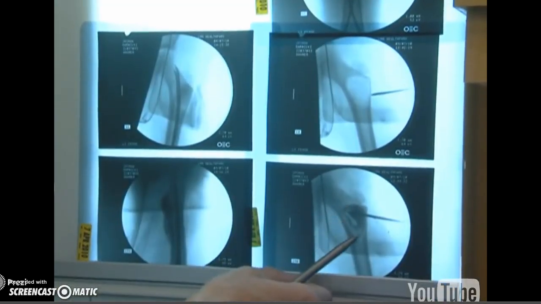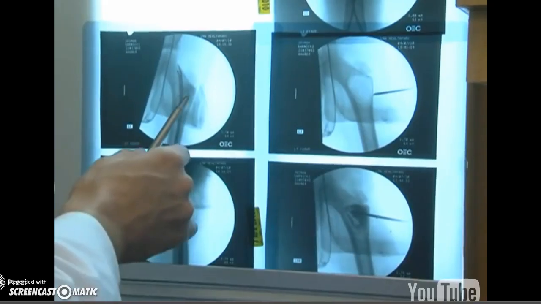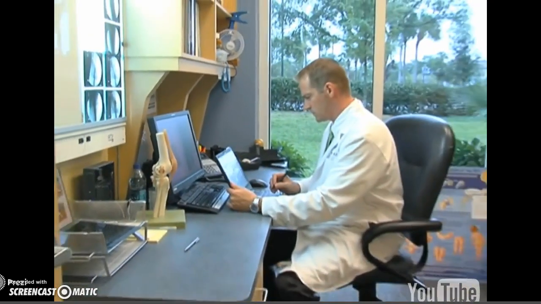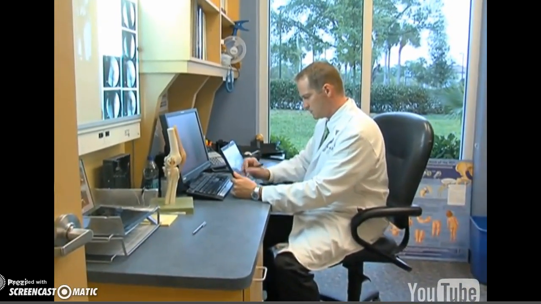These symptoms should not be ignored. Osteomyelitis can be treated with antibiotics. For those with more severe cases, surgery may be in order. Reporting for Lee Memorial Health System, I'm John Lafar.